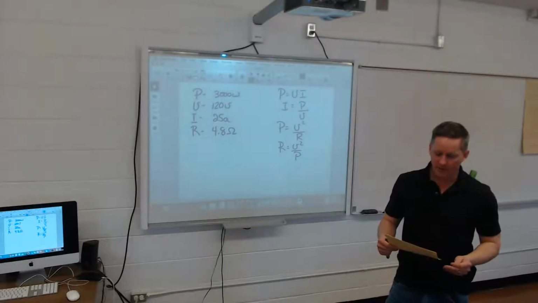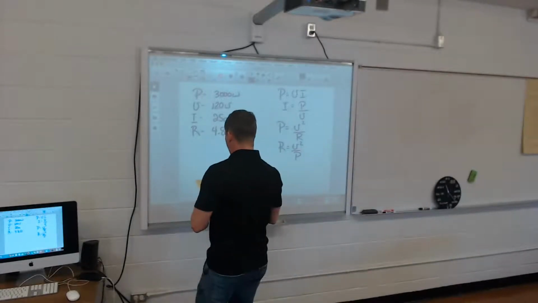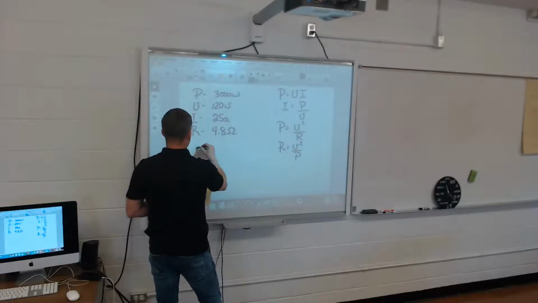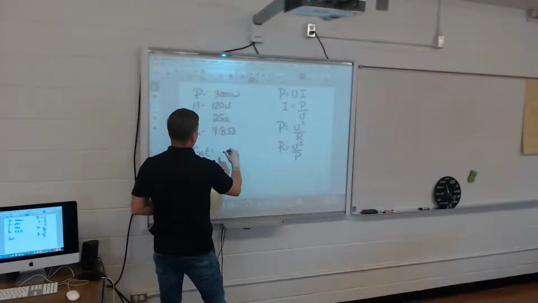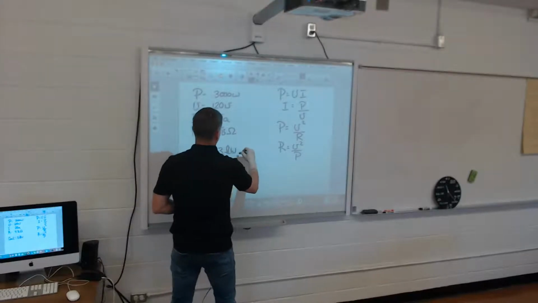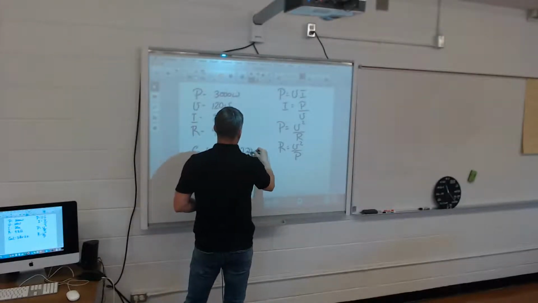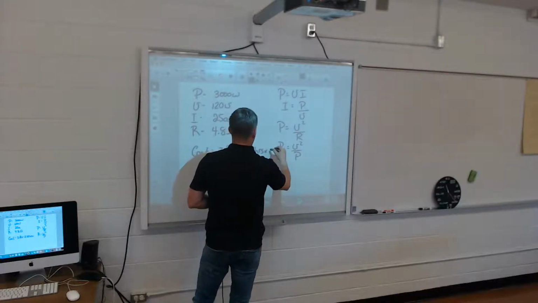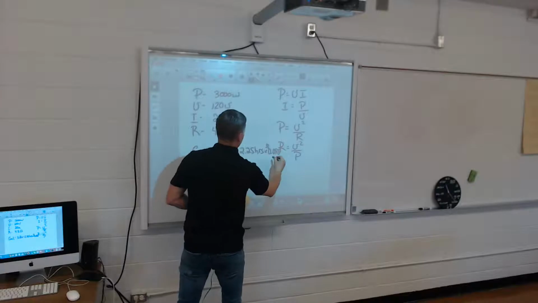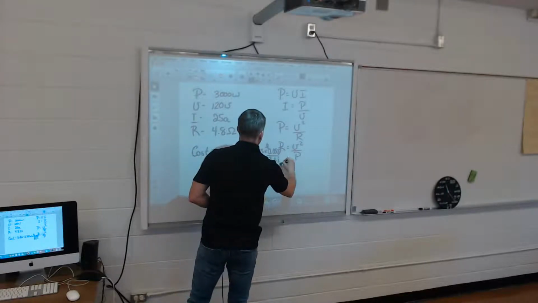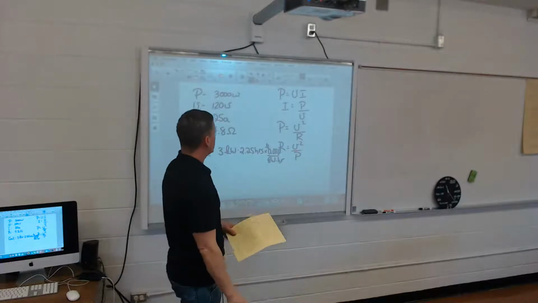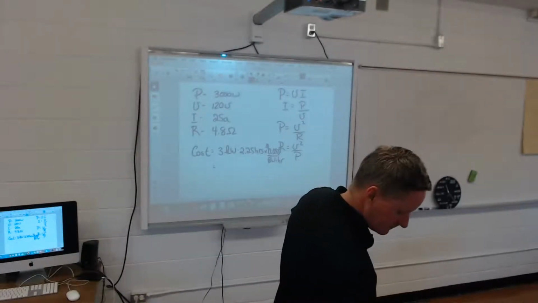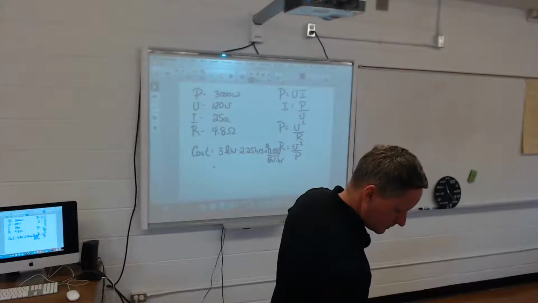It says, what is the cost for 2.25 hours of operation at 9.5 cents per kilowatt hour? All right. So the cost is equal to 3 kilowatts times 2.25 hours times 0.095 dollars per kilowatt hour. So 3 times 2.25 times 0.095.